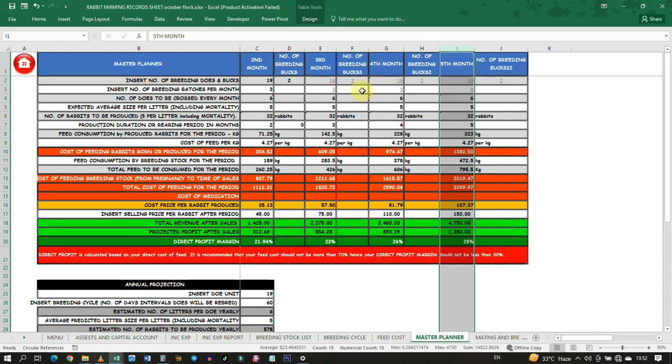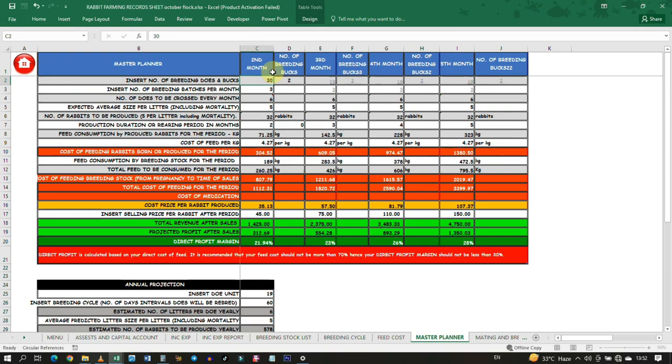And usually those ones have high prices anyway. So come to your master plan now. First of all, you want to insert the number of breeding does and bags. So these two figures. How many does do you want to do? Let me insert something like 30. All right. Then how many bags do you need for 30? We have it here, if you can see it, assuming 3.